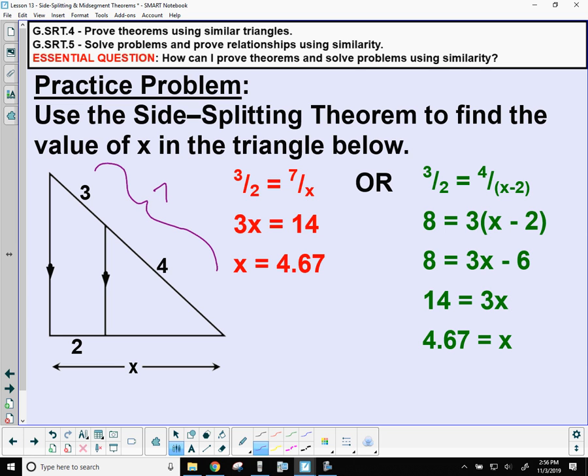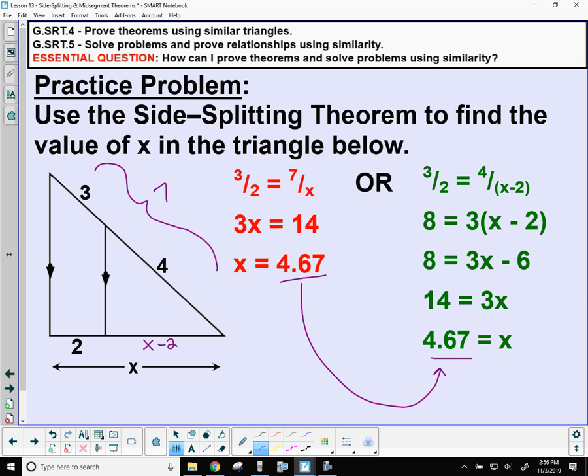Another way you could have set it up was 3 over 2 equals 4 over x minus 2. X minus 2 came from right here. X minus 2 would be this piece, since x is the whole thing. Again, there are several different ways to set this up, but notice, as long as you keep things consistent, you should get the same answer.